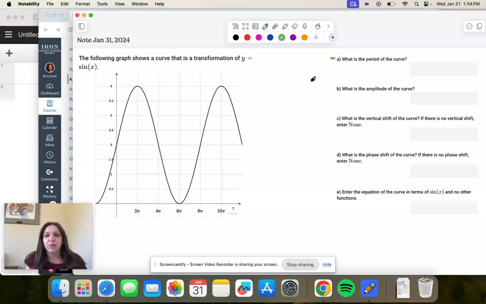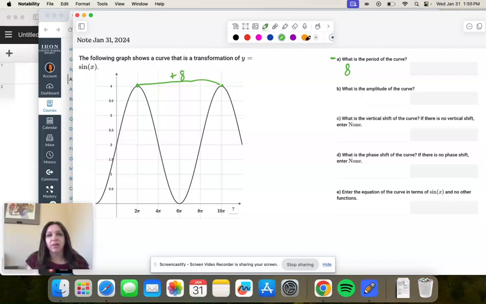This is asking us what the period is. So I guess we can start from the top. I go maximum to maximum, and I want to find that distance. So if I'm going from 2 pi to 10 pi, I'm going to add 8 to get from each one. So my period is 8.